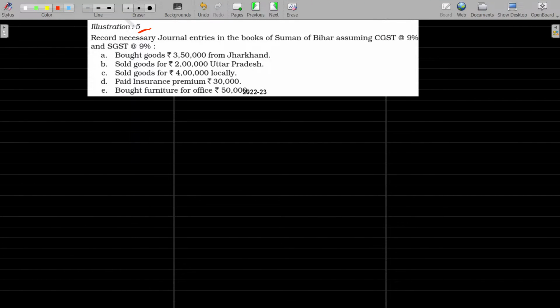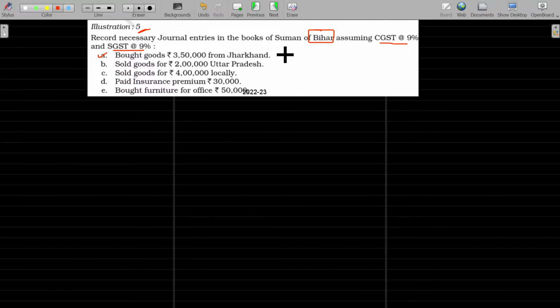In illustration number 5, again we are incorporating the GST. Record the necessary journal entry in the books of Suman of Bihar, assuming CGST 9% and SGST 9%. A. Bought goods of rupees 3.5 lakhs from Jharkhand. It is a totally different state. As it is a totally different state, CGST and SGST will not be leviable.